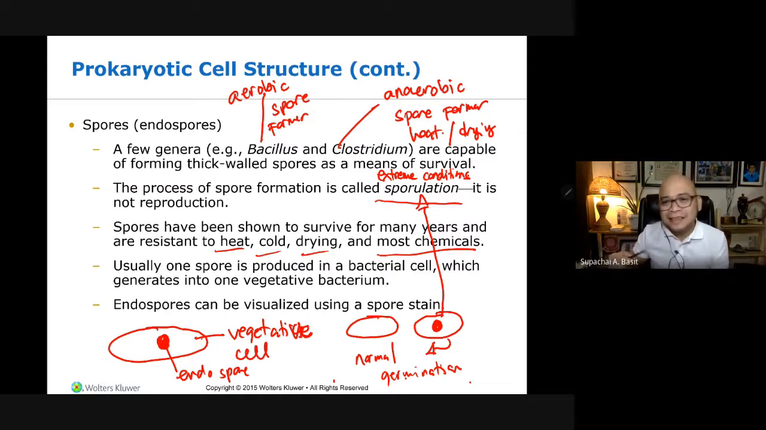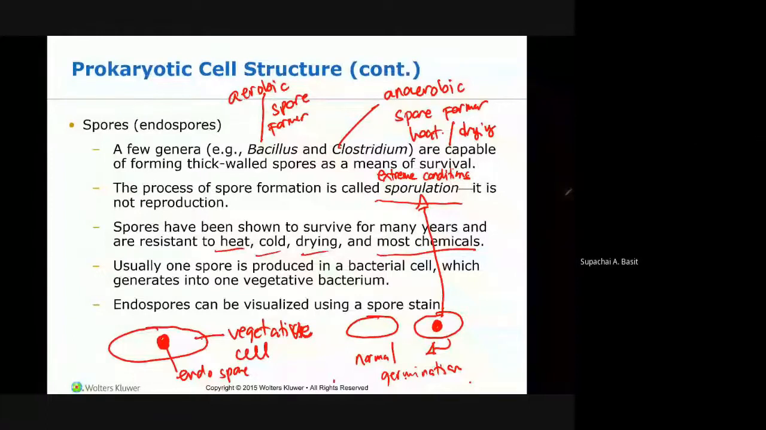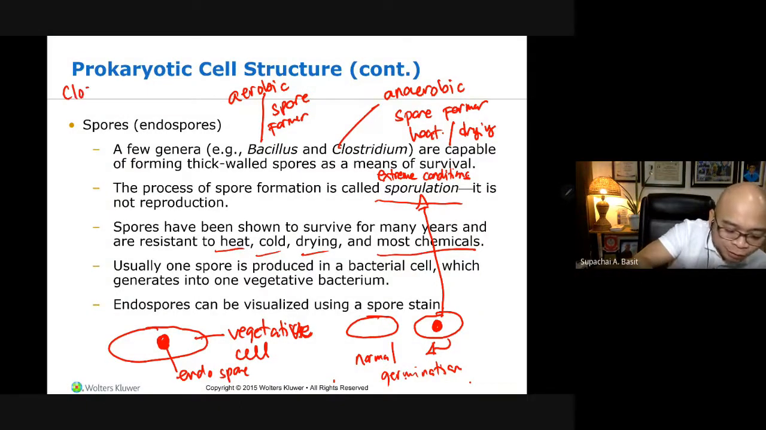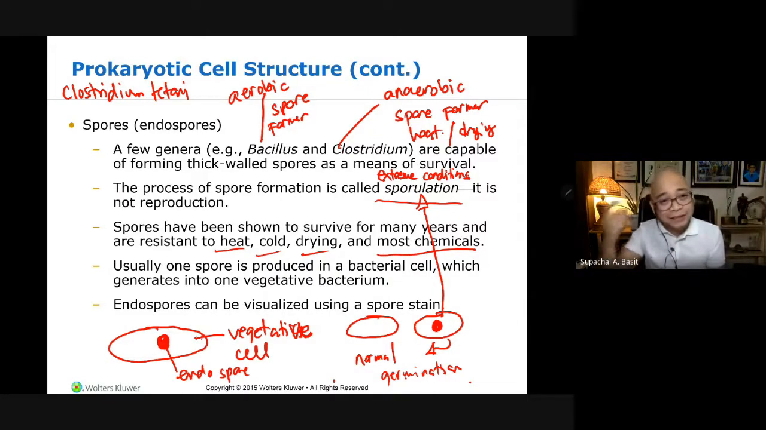What's the clinical implication of the spore? The clinical implication is that some bacteria have spores, such as Clostridium tetani. So if you are a nurse dealing with surgical instruments, you cannot just boil surgical instruments because the endospores of the bacteria cannot be destroyed by merely boiling. And Clostridium tetani can cause tetanus.